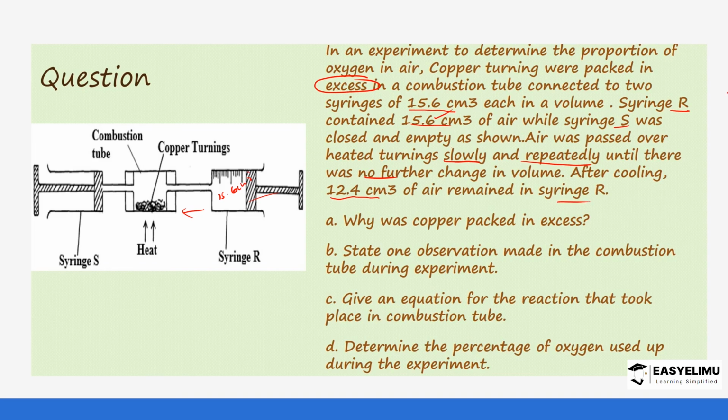So that's it. We have the setup as shown. You can see we have syringe R and the other syringe S. So air is being moved from syringe R to syringe S continuously and slowly. So let's look at the questions. Why was copper packed in excess? So we are packing copper in excess to ensure all oxygen has reacted.